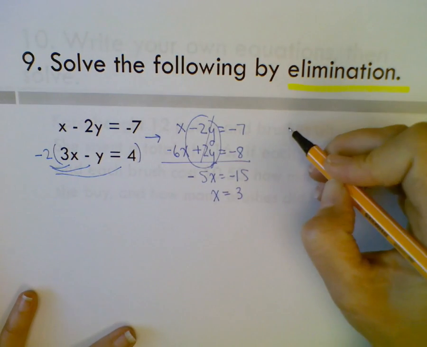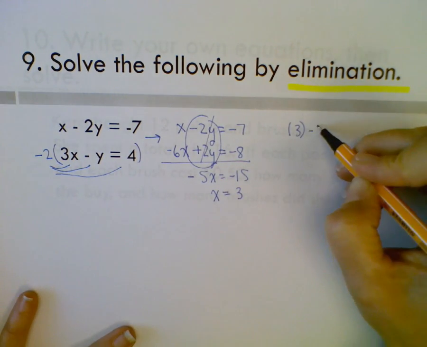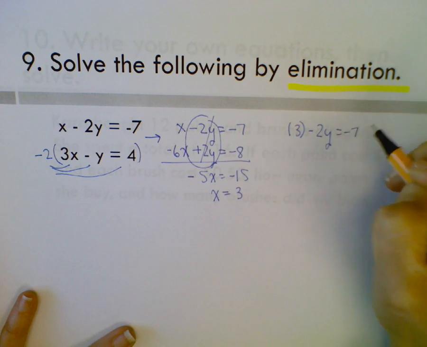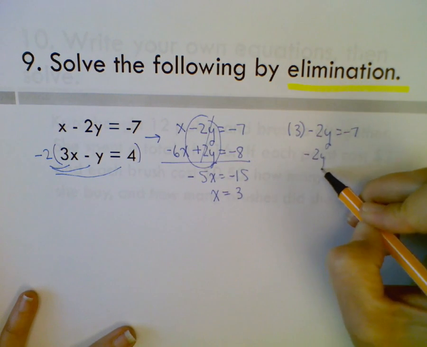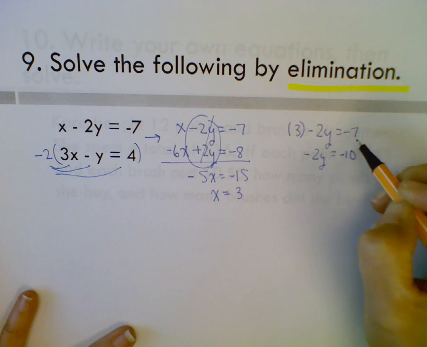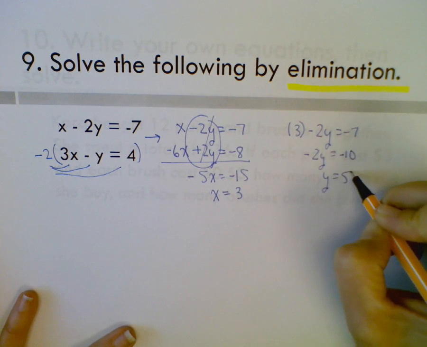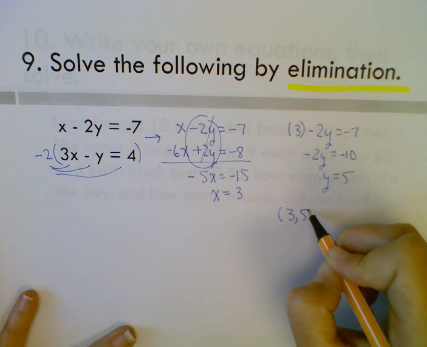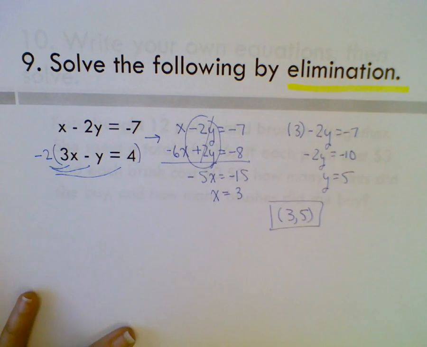I can go and plug back into my first equation. I have 3 minus 2y equals negative 7, so that negative 2y is negative 10, and y equals 5. So my ordered pair here is 3, 5.